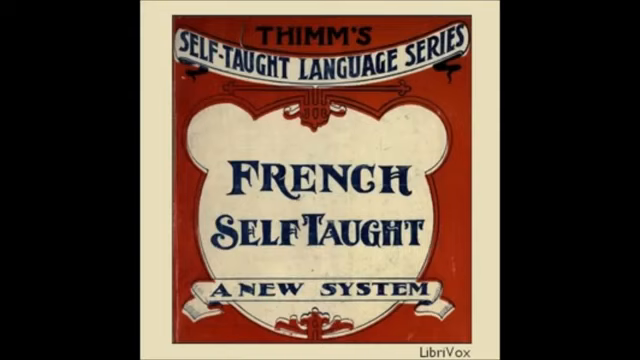Conditional past. I should have been, j'aurais été; thou shouldst have been, tu aurais été; he should have been, il aurait été; we should have been, nous aurions été; you should have been, vous auriez été; they should have been, ils auraient été.